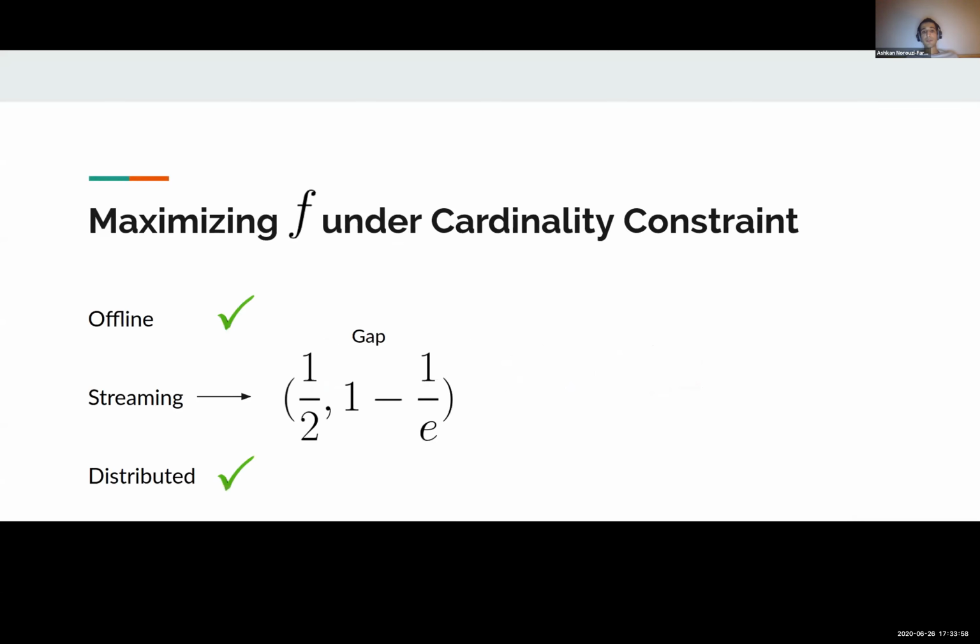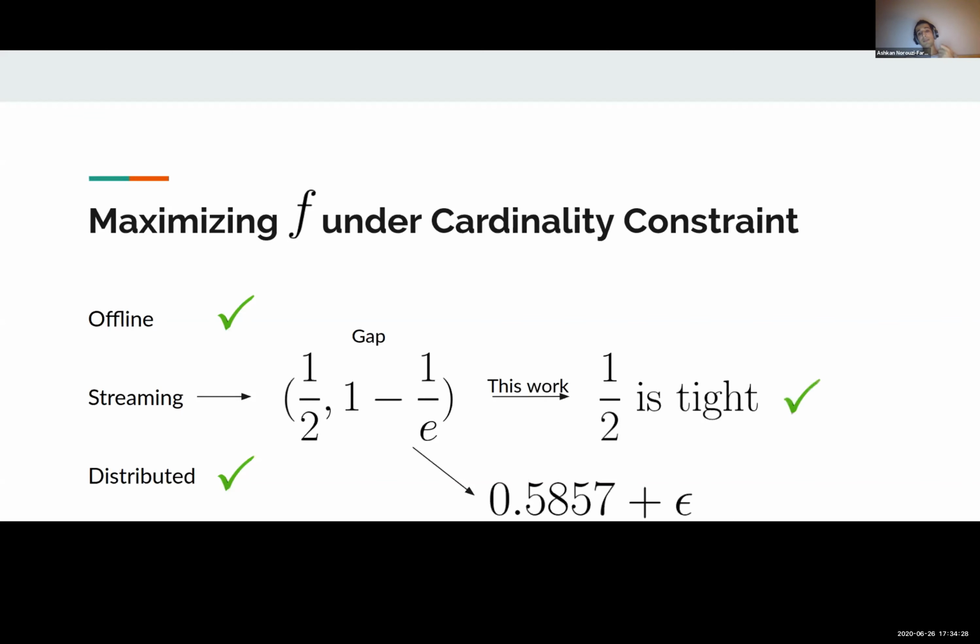So in this work, we focus on the streaming setting. Prior to this work, we knew that there are algorithms that achieve a 1/2 approximation, and there was an upper bound of 1 minus 1 over e. And in a recent parallel work, this upper bound has been improved to 0.58 approximation. So at this point, the gap is between 1/2 and 0.58. In this work, we show that basically 1/2 is the correct answer and it's tight.